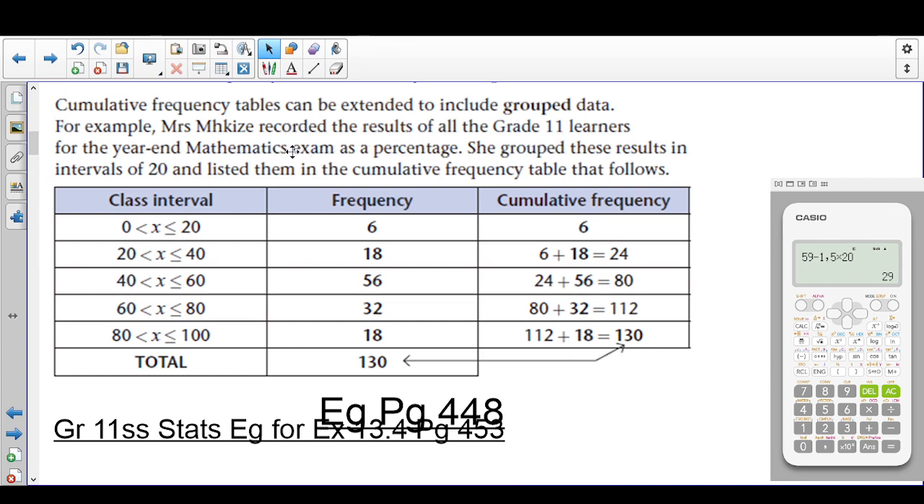For example, Miss McKinsey recorded the results of all the grade 11 learners for the year-end mathematics exam as a percentage. She grouped these results in intervals of 20 and listed them in the cumulative frequency table that follows.